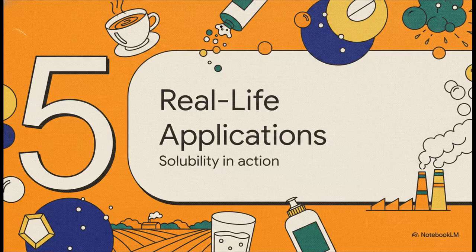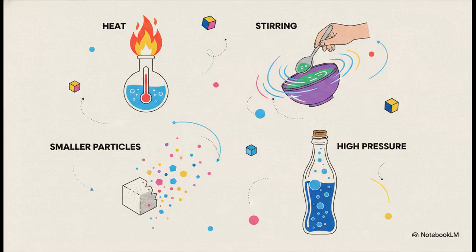Let's bring this home with Part 5, Real-Life Applications of Solubility, in action. To quickly summarize our chemical toolkit, heat fundamentally changes the maximum amount of a solid that can dissolve. Stirring and shrinking the particle size are your speed controls to make things dissolve much faster. And finally, applying high pressure is exactly how we force gases to stay dissolved in liquids.